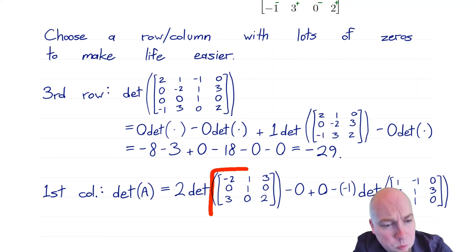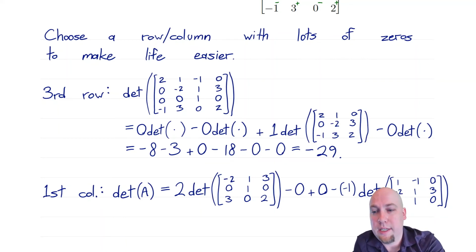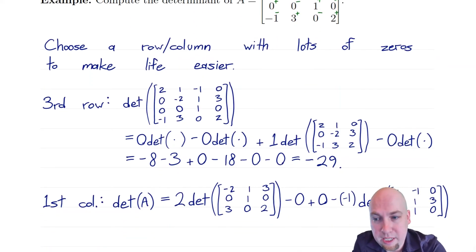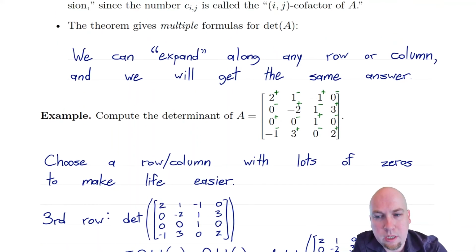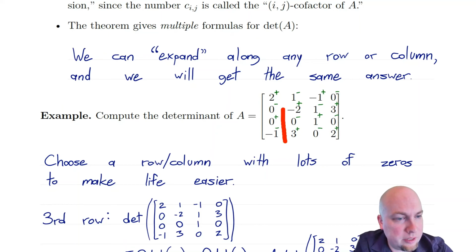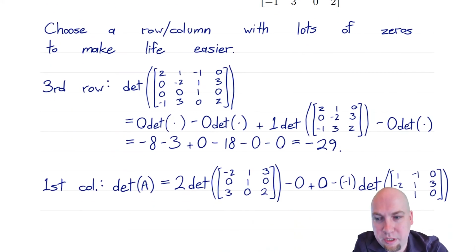And similarly, where's this determinant coming from? Well, this is coming from the 2 in the 1, 1 entry of A. So just erase the row and column that contains that 1, 1 entry, and you're left with this 3 by 3 matrix in the bottom right block. That's the thing you compute the determinant of over here.